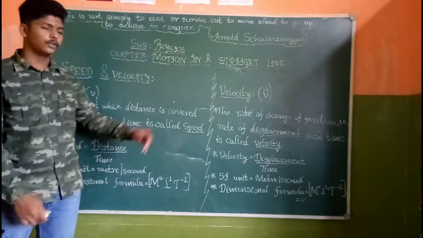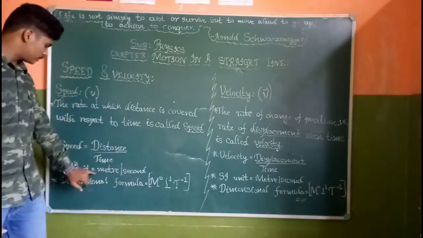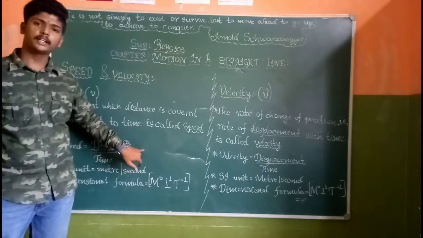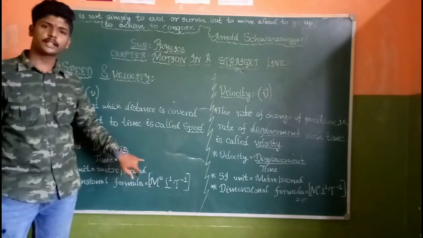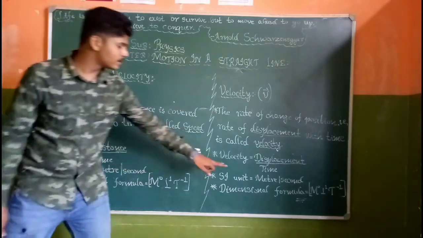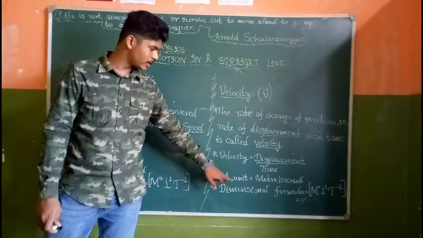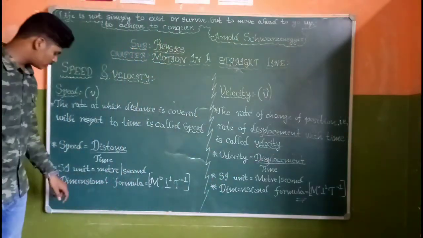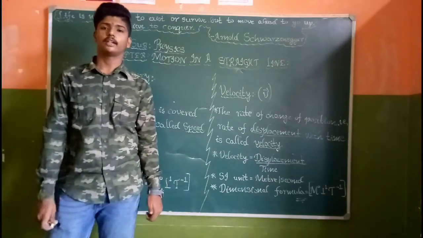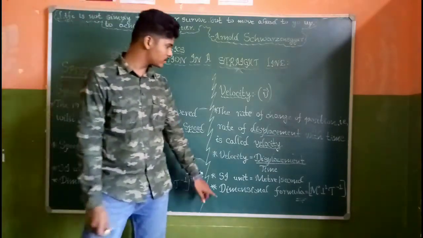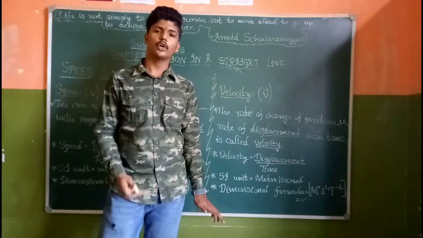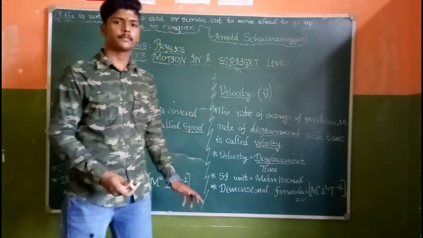The SI units of both are the same. The SI unit of distance is meter and of time is second, so the SI unit of speed is meter per second. Similarly, the SI unit of velocity is also meter per second. The dimensional formula of speed is M power 0, L power 1, T power minus 1, and the dimensional formula of velocity is the same, that is M power 0, L power 1, T power minus 1.